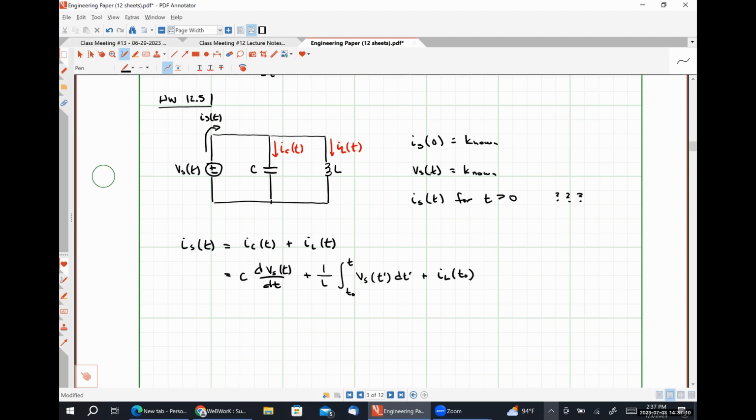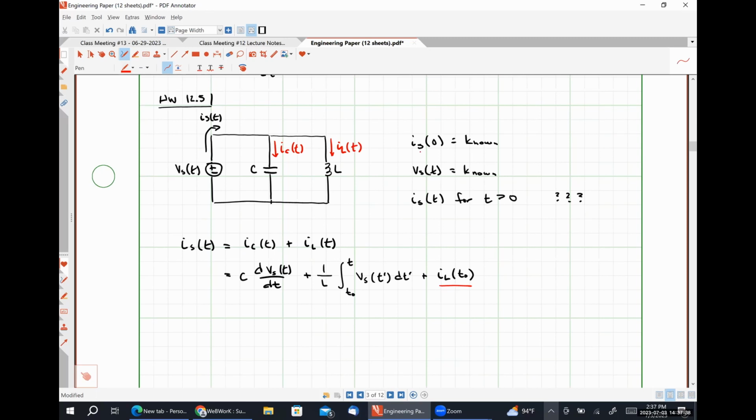Okay. So in two simple steps here, Kirchhoff's current law and then using our relationships, I have really gotten down to the crux of this problem because I've expressed pretty much everything in terms of known quantities. The only thing that I have left to figure out is how to get this term IL at T naught.